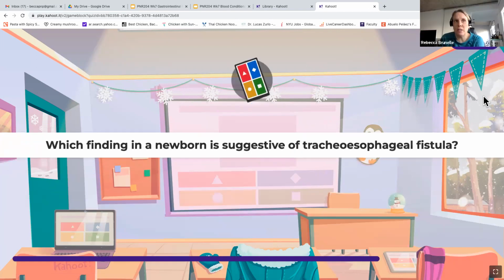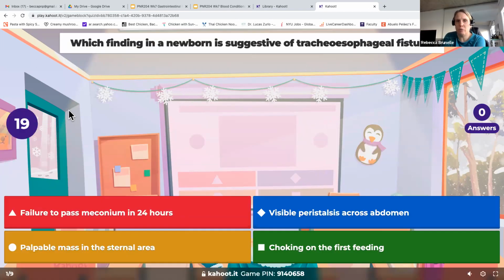So which finding in a newborn is suggestive of tracheoesophageal fistula? Failure to pass meconium, palpable mass in the sternal area, visible peristalsis across the abdomen, or choking on the first feed?